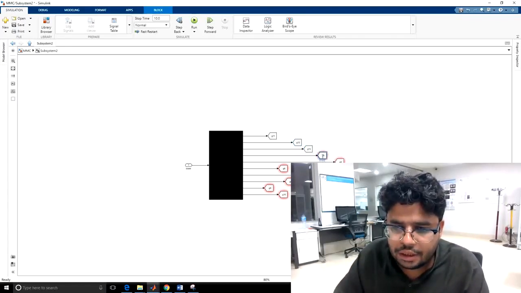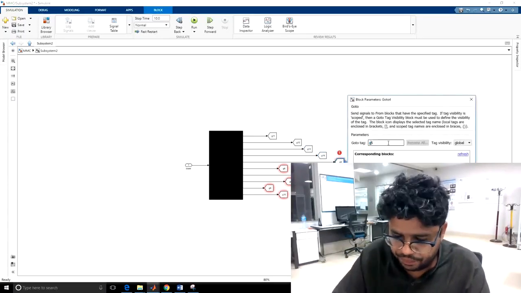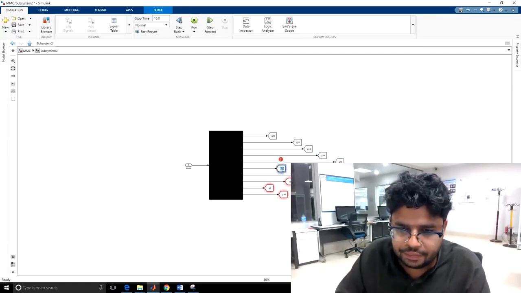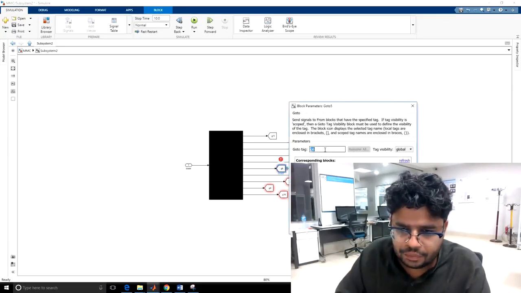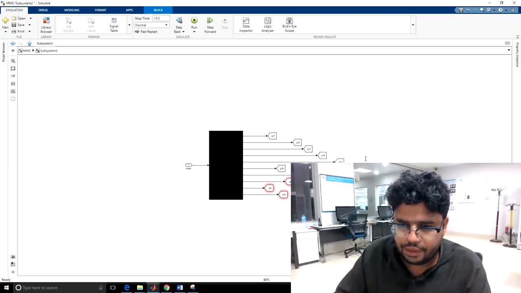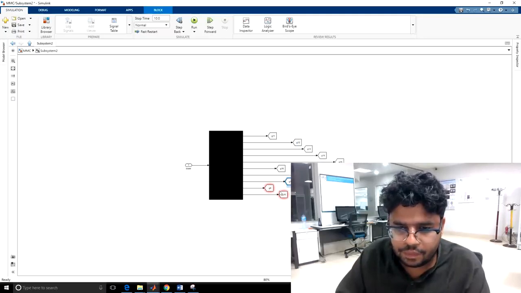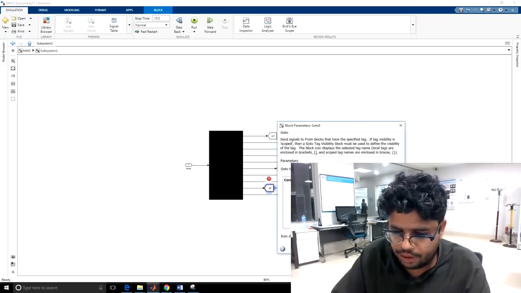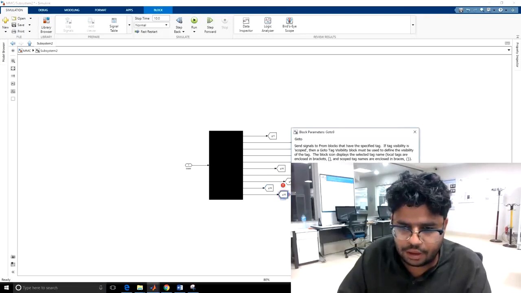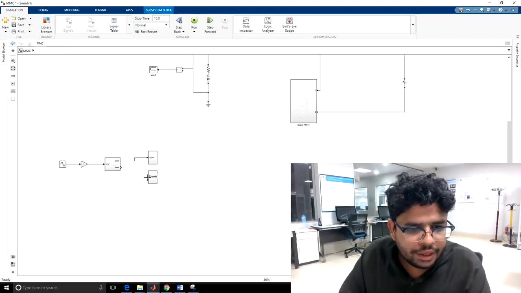G13, G14, G15, G16, G17, G18, G19, and G20. Alright, so the settings are done. Let's connect it to the lower arm. So this is our control portion.